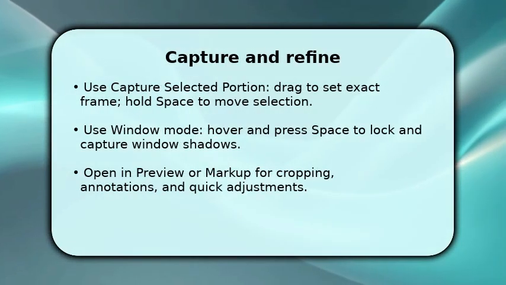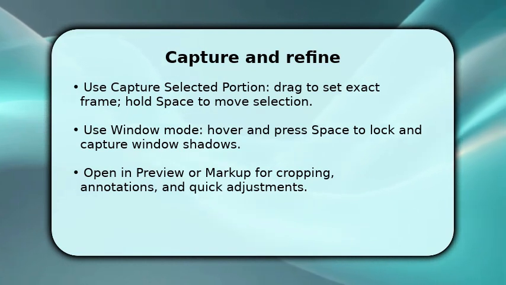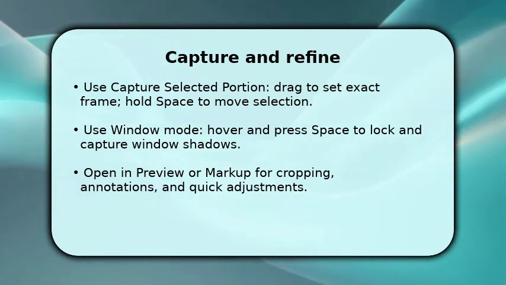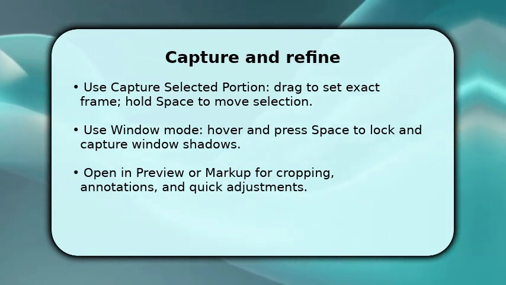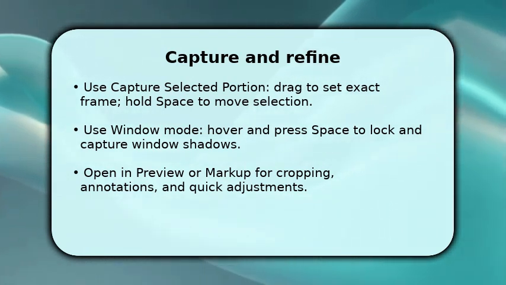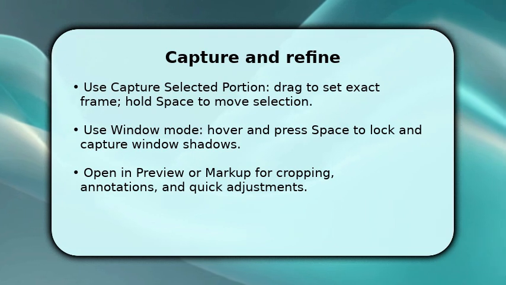You now execute the capture. For precision, choose Capture Selected Portion and drag, hold space to reposition before you click. If you need a clean app window, switch to Capture Window mode and hover until the blue highlight appears, then click to freeze the window shadow.